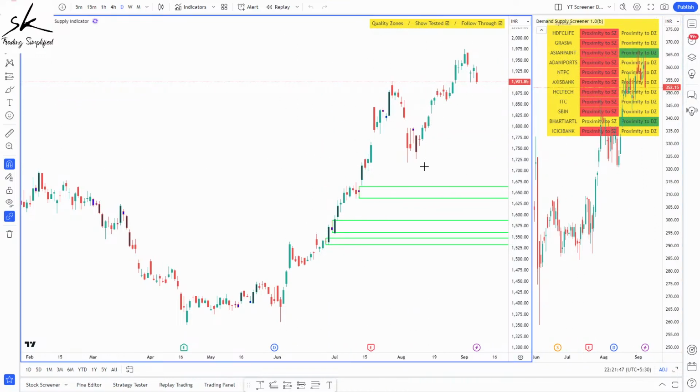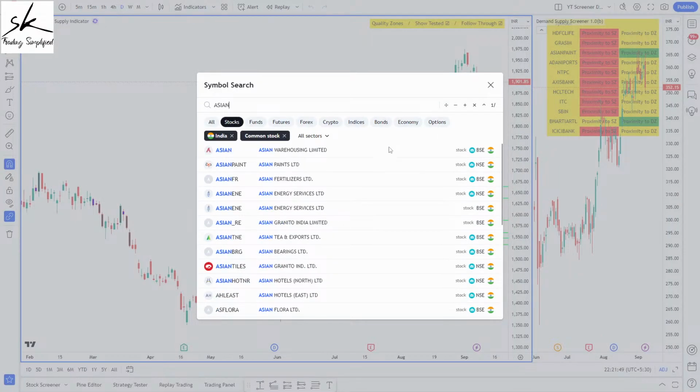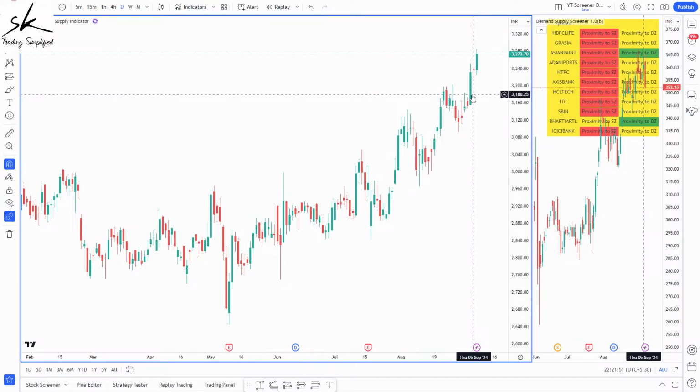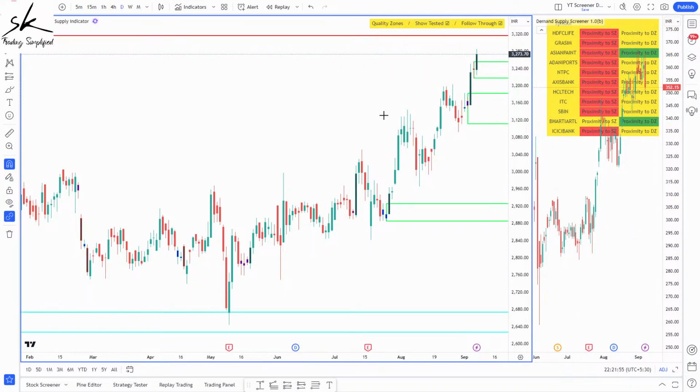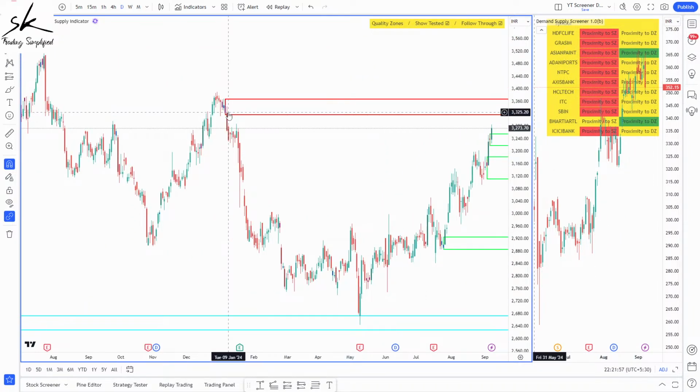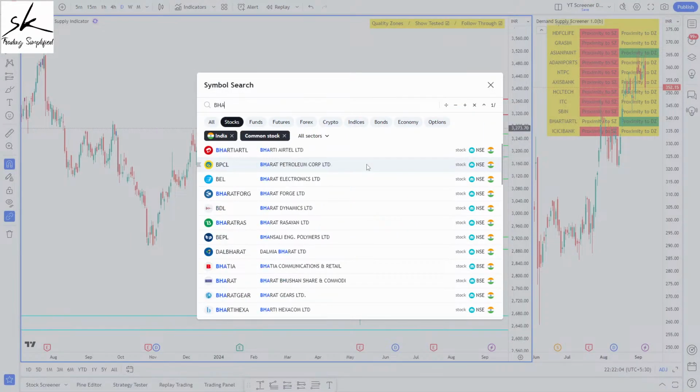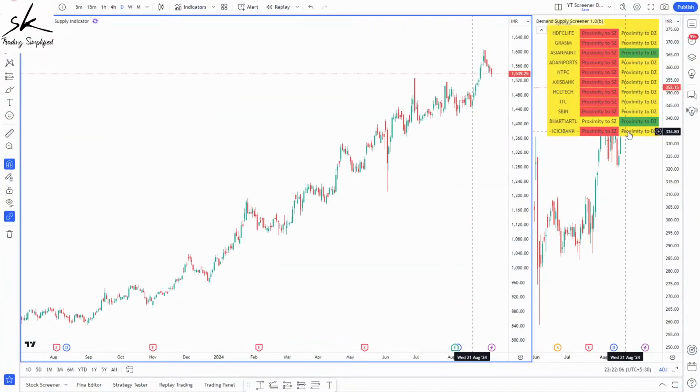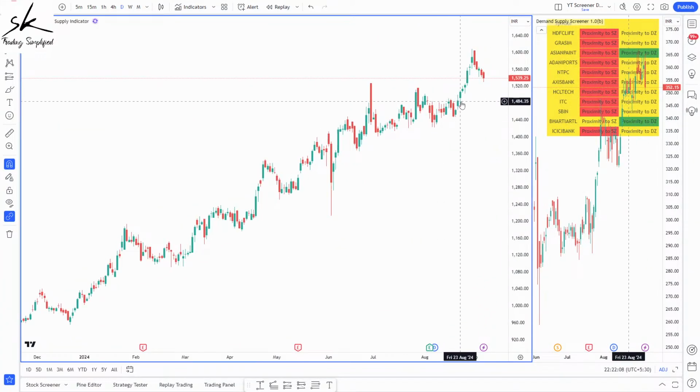Just as an example, Asian Paints will have proximity to both demand as well as supply. If I go to Asian Paints, you will see we have a rally-base-rally demand area. That is why it got shortlisted for us. And you can also see we have our supply zone sitting right above. That is why it is also shortlisting it for the supply side. If I go to Bharti Airtel, you will see it is closer to a demand area, and here we have a rally-base-rally, and that is why it got shortlisted for us.